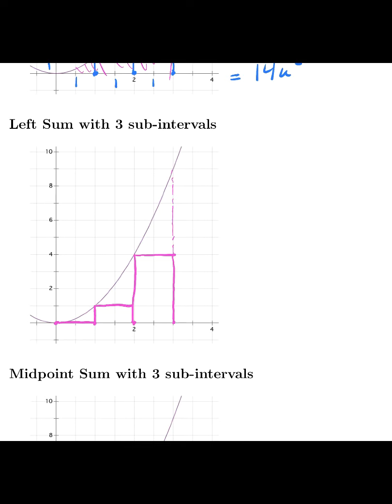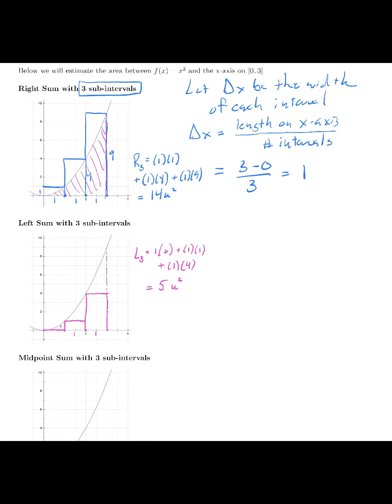This first rectangle, what does it look like? It has width 1 and height 0. The second rectangle has width 1, that's right here, and it has height right here, which is also 1, the output of the function at 1. And that third rectangle, well, they all have the same width, it's delta x, which we decided was 1. And the height here is the output of the function at 2, which is 4. So L3 gives us 4 plus 1, or 5 square units. Clearly an underestimate for the area between this function and the x-axis.